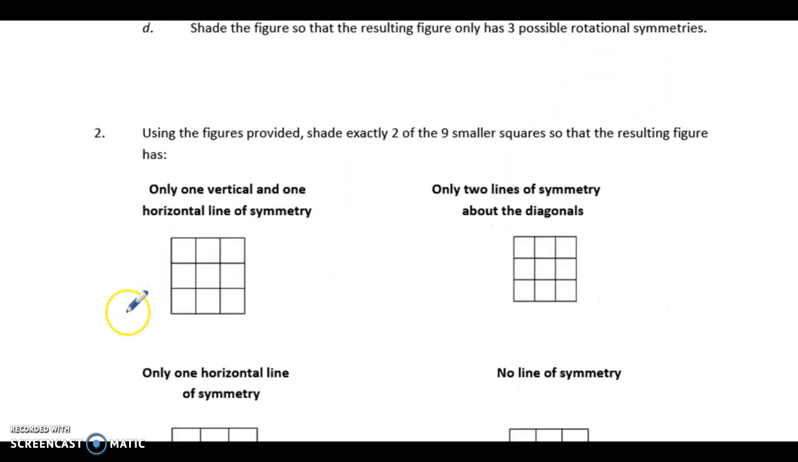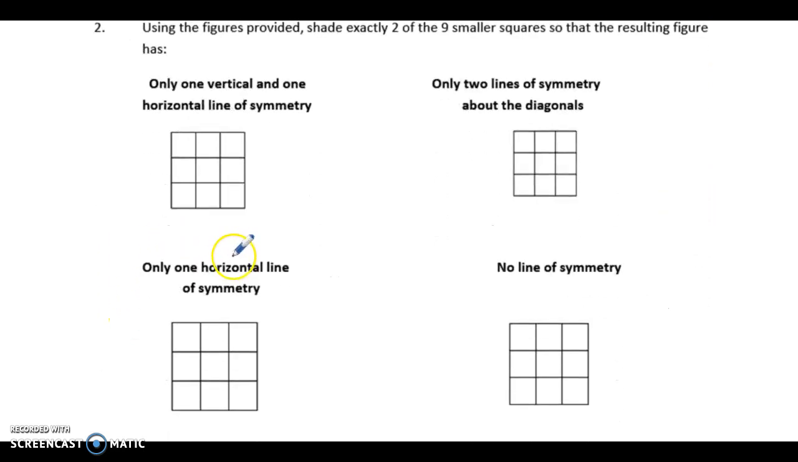Moving down and looking at question number 2, we're trying to shade exactly 2 of the 9 smaller squares so that the resulting figure has these certain things. So let's just read the first one. Only 1 vertical and 1 horizontal line symmetry. So I should be able to fold this square both vertically up and down and horizontally, and I need to shade just 2 of the squares.